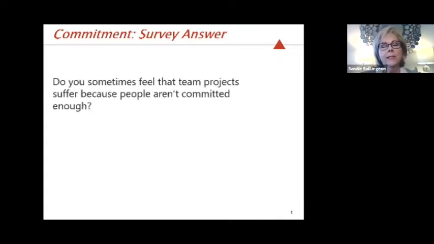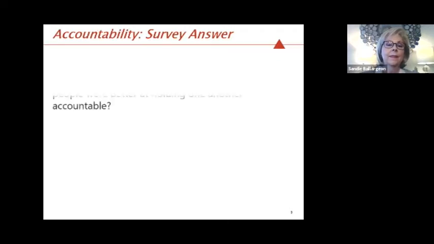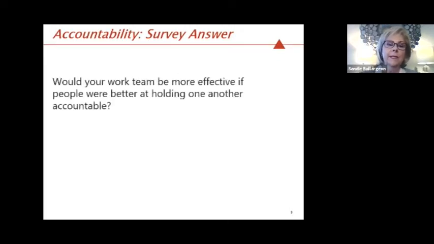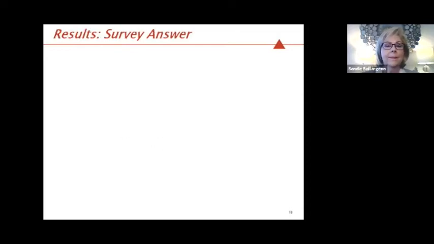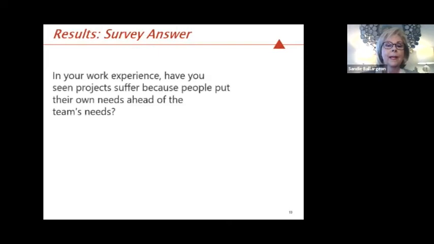Do you sometimes feel that team projects suffer because people aren't committed enough? 86% said yes. Would your work team be more effective if people were better at holding one another accountable? And 89% said yes. In your work experience, have you seen projects suffer because people put their own needs ahead of their team's needs? And 87% answered yes.